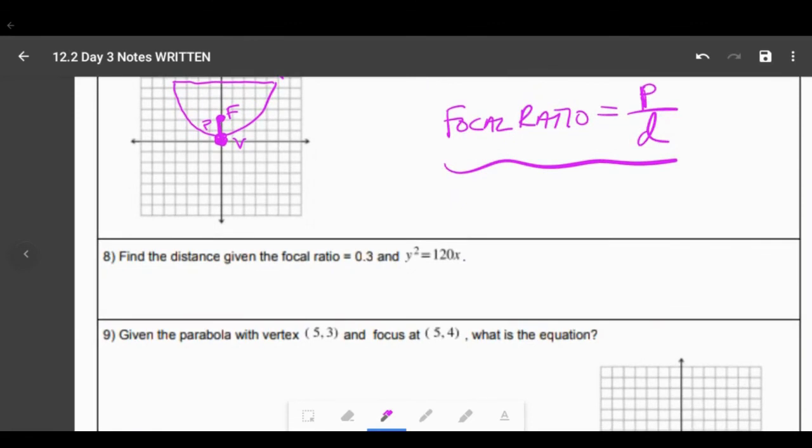Number 8 says just find the distance given the focal ratio is 0.3 and y squared equals 120x. Really simply, the focal ratio is equal to the p value over the d value. My focal ratio is 0.3. The d value I do not know, that's what it's asking me, find the distance. So I have to know what the p value is. Use the previous stuff we've been working on. Off to the side, if 4p is equal to 120, I know that p equals 30.